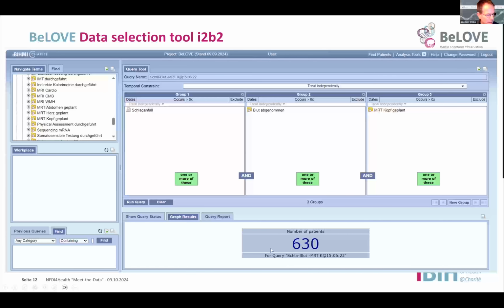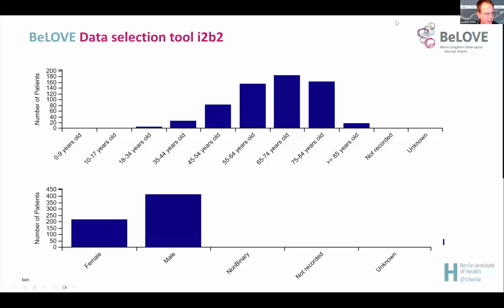So then you can run this query, get information about the number of patients. You can export your query and send it, for example, to our biostatistician team to handle it for their application. We can also get some basic information about distribution of age, for example, or of sex, so some basic information of the distribution of the subcohort you have chosen.